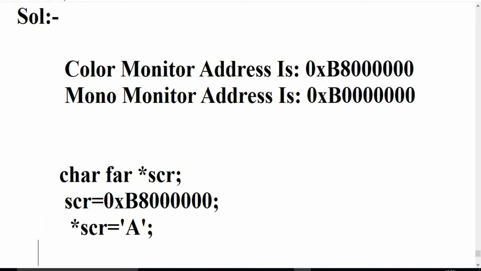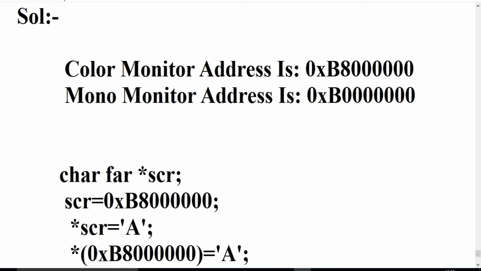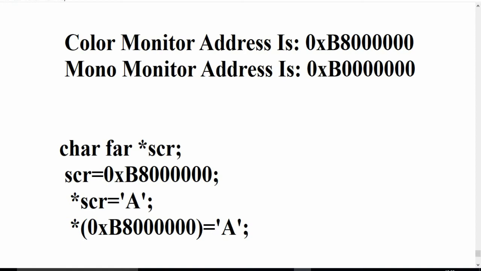Pointer scr. What is scr here? 0xb8000000. What is this? It is the address of the color monitor at the 0th row of the 0th column. What is the value in this address? It is A. So 0xb8000000 is the address of the color monitor at the 0th row of the 0th column, and in this address we are asking to place the character A. So the character is written on the color monitor at the 0th row of the 0th column.